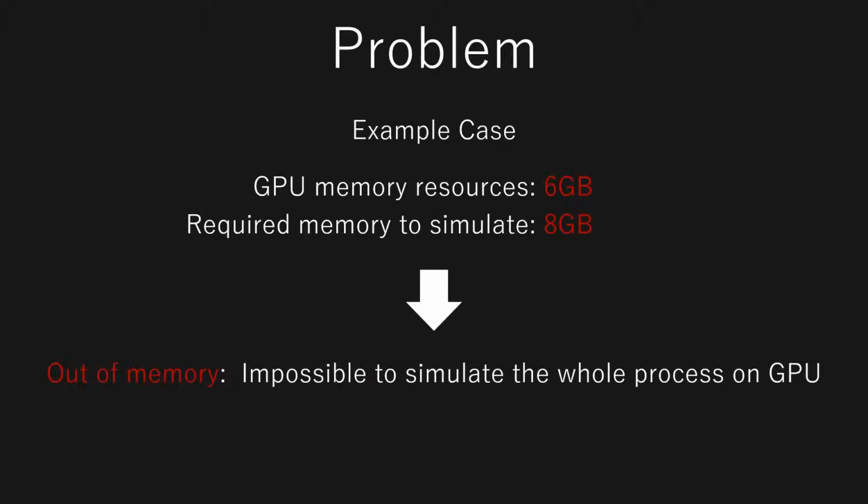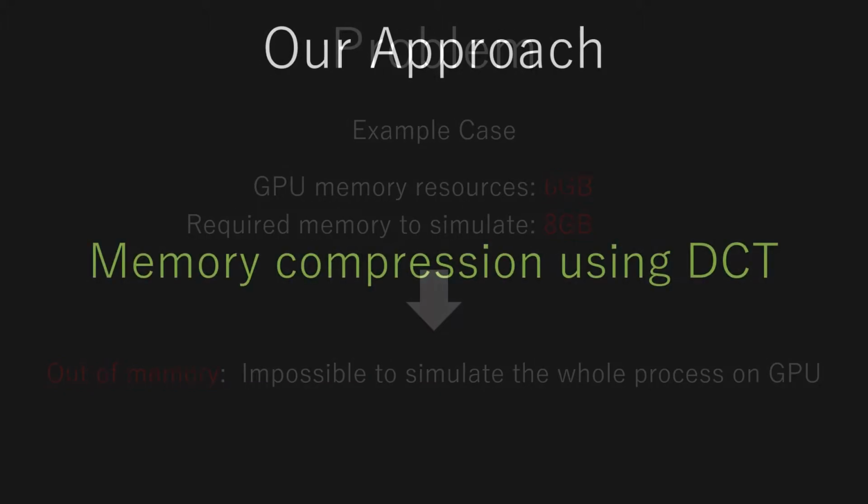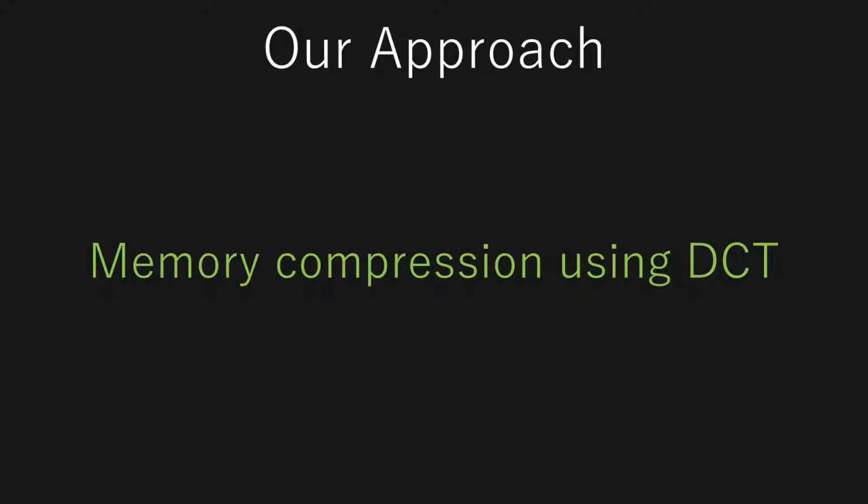For example, suppose that a GPU only has 6 GB of memory while a target simulation requires 8 GB of memory. In this scenario, we cannot run the simulation due to the lack of memory. We address this problem by introducing a novel DCT compression.